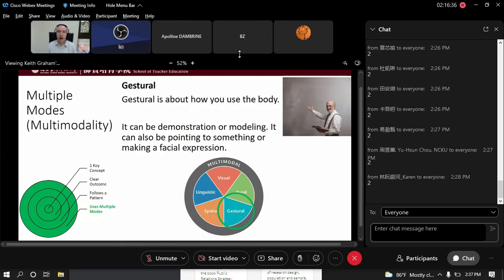Gestural is about how we use the body. Okay? Now, generally speaking, this is hard to do online. We do have things like the annotate where I can draw on the slide. And, of course, we've got this video, so I can make hand gestures and facial expressions. But this is typically much easier to do face to face, where you can actually point to something on a slide, or you can model. On video, you can model some things, you can demonstrate some things, but sometimes it's hard.